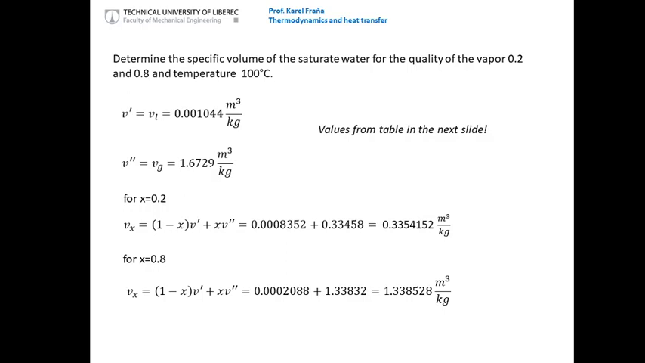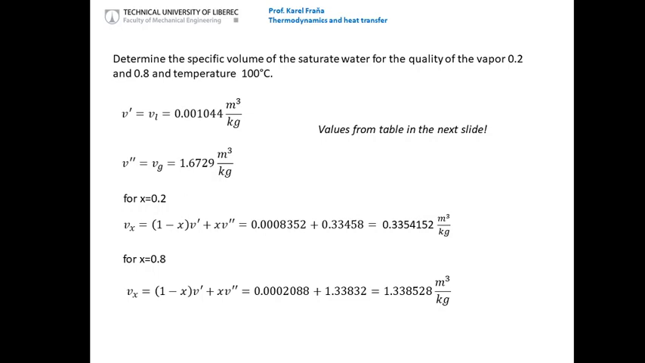Imagine the following calculation. The question is, determine the specific volume of saturated water for the quality of the vapor 0.2 and 0.8 at the same temperature of 100 degrees Celsius. This is a typical case where we can say that the boiling process will be at 100 degrees Celsius. That means the pressure will be about 1 bar, or about 1 atmosphere, which is 0.1 megapascal.